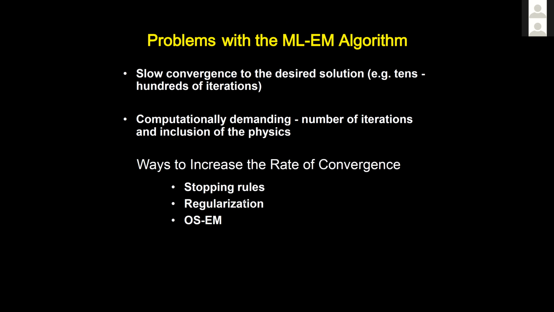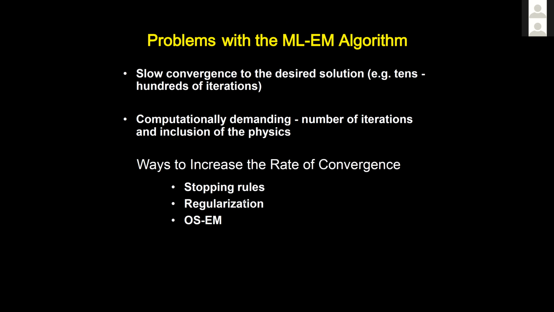The problem of the MLEM algorithm is that it's very slow to converge to the optimal solution. It is also computationally very demanding and needs a lot of iterations. So how can you make it faster? You can use something called stopping rules: basically, just stop your iteration at a certain time point, or you put in regularization.